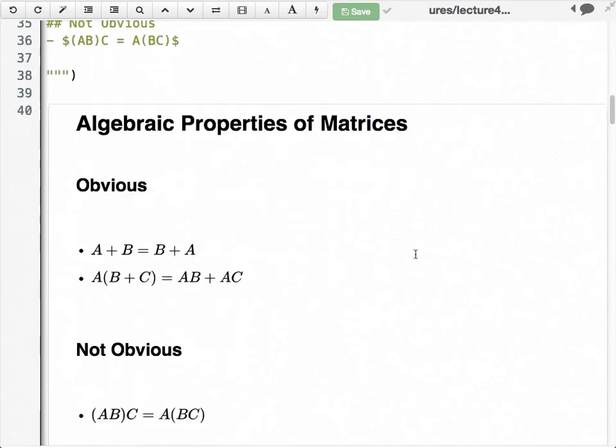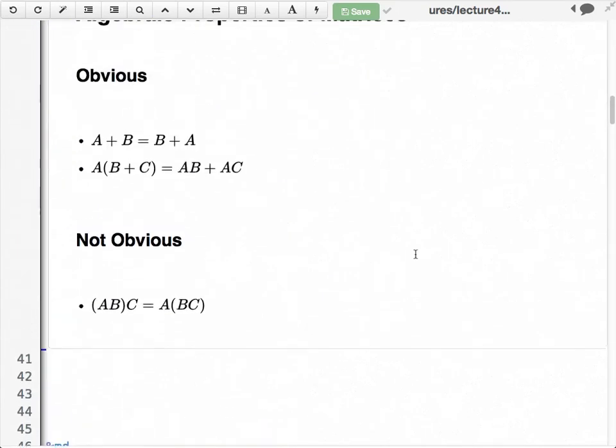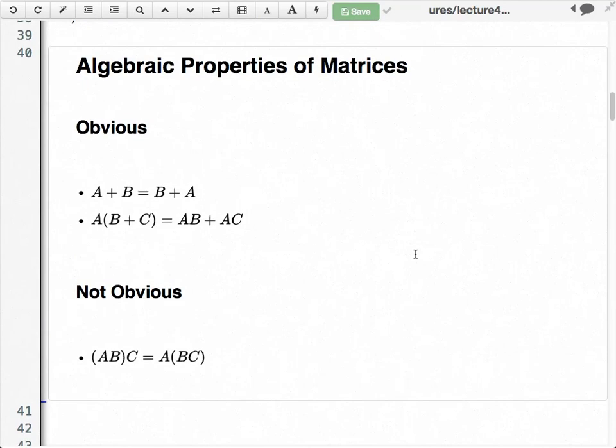Okay, before we get going, any questions? All right, so we're going to talk about algebraic properties of matrices first.